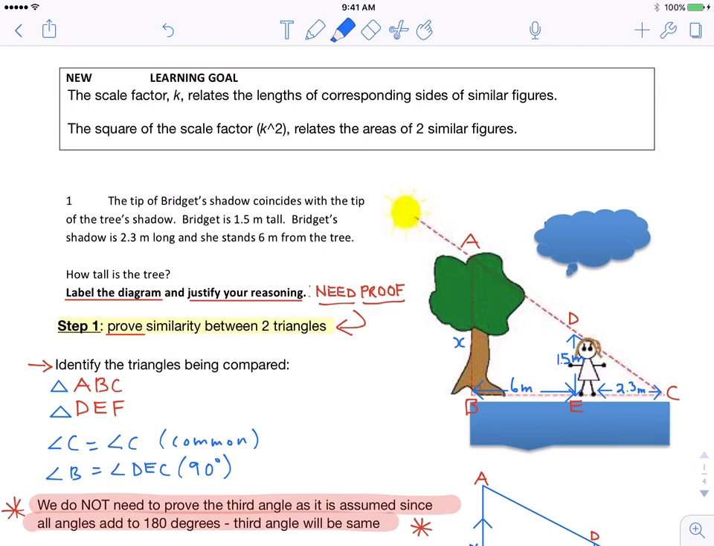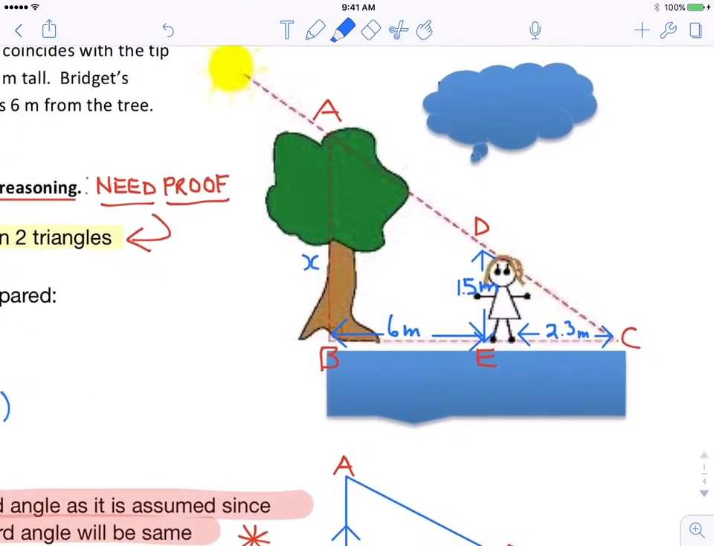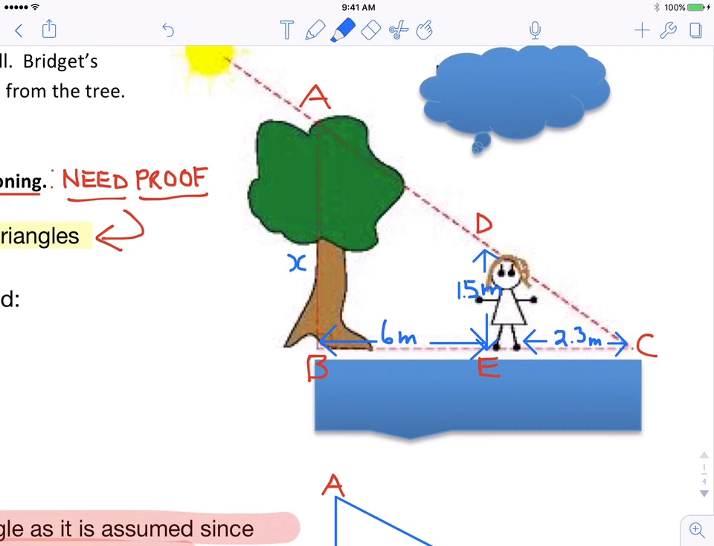So the first question gives us some information about Bridget. Her shadow coincides with the tip of the tree shadow, and it gives us her height, how long her shadow is, and the distance she stands from the tree. You may want to try to label this on your own, without looking too closely at what I've done here already, to see if you can label properly. Once you've done that, you can take a look here and see how I've labeled the diagram based on the information given in the question.